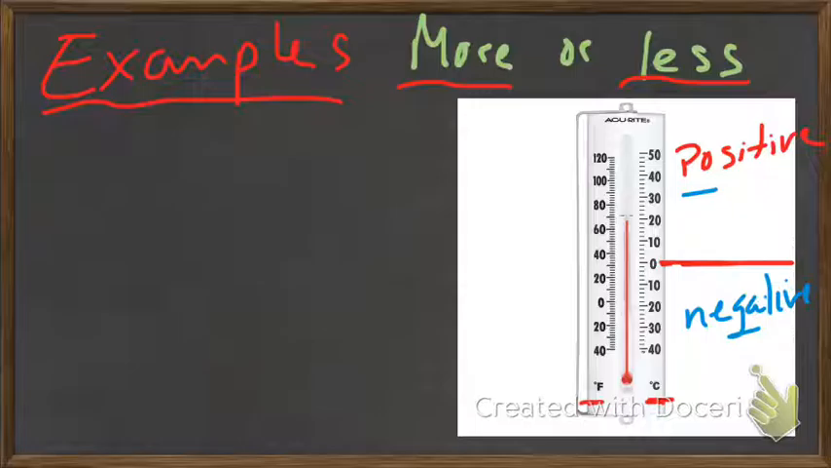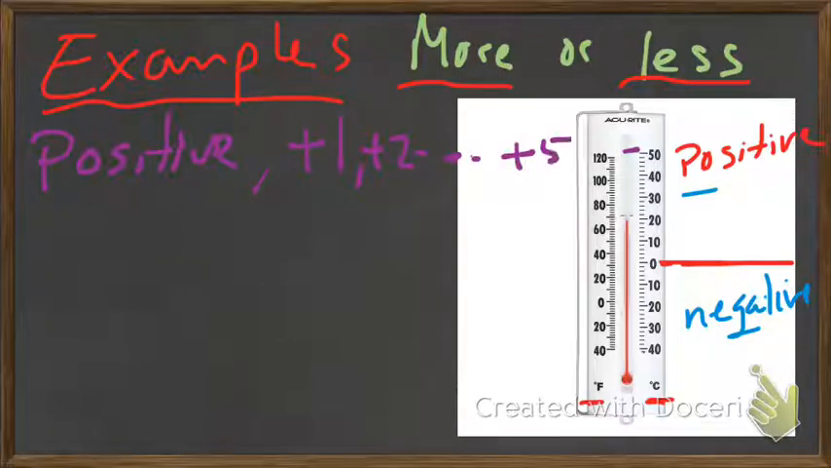Oh, that looks really bad. I'm going to write it over here. Positive. So it has plus 1, plus 2, all the way to, it goes to about plus 50. Plus 50. Negative, same idea.